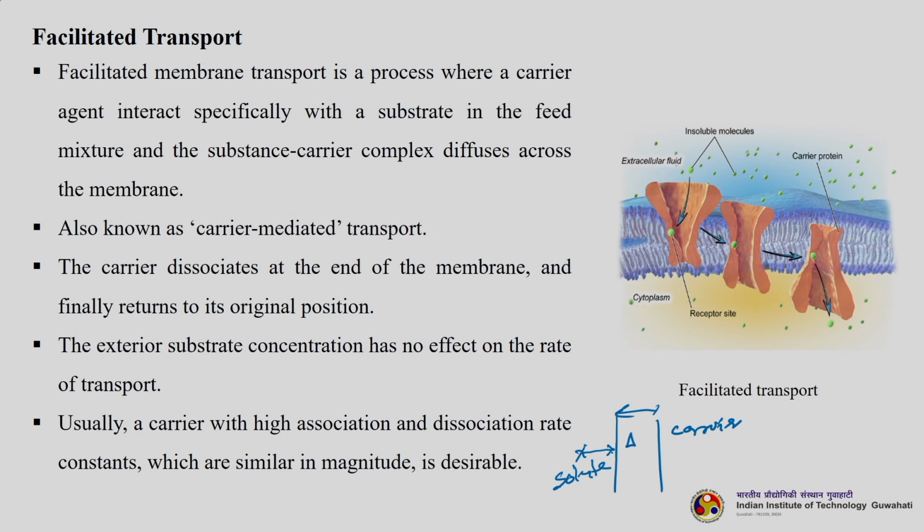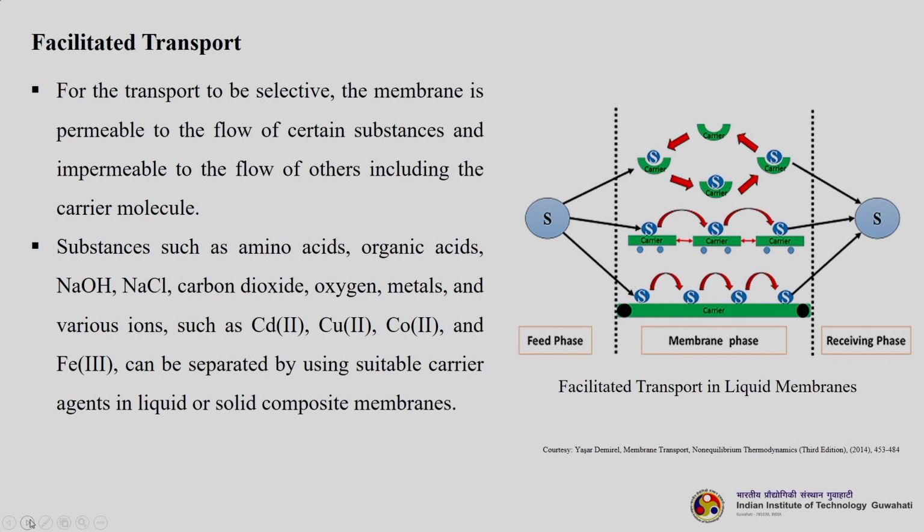Once it binds, it becomes a complex, then it moves to the opposite side of the membrane, the permeate side. Once it comes here, by virtue of the concentration difference of the solute which you want to transport, it will dissociate itself. So, X comes to the permeate side and that carrier becomes free. Now, again the carrier is being recycled. So, this is how facilitated transport or carrier mediated transport happens. We will understand the mechanism and the other aspects in detail.